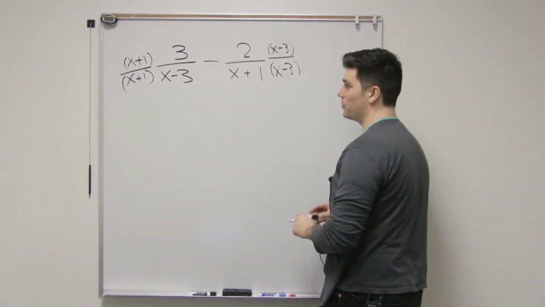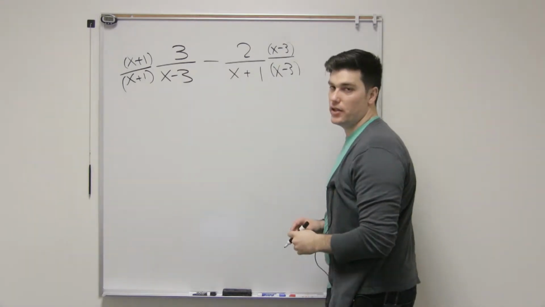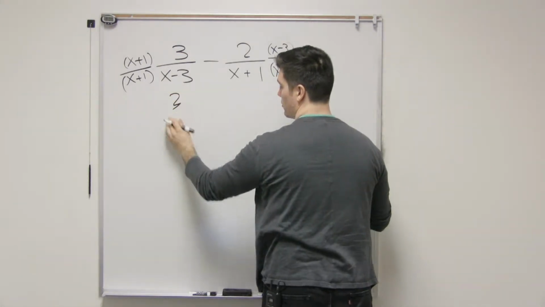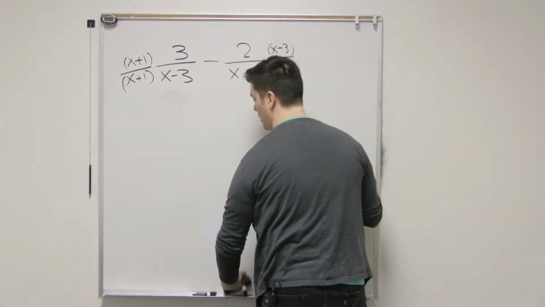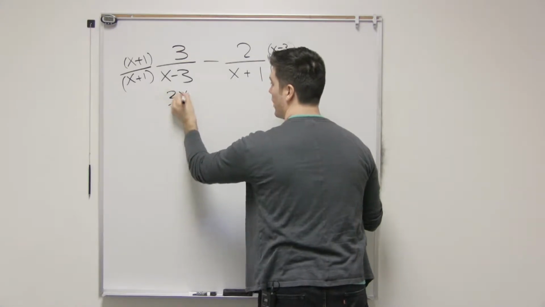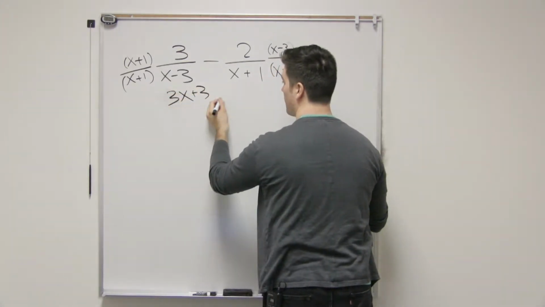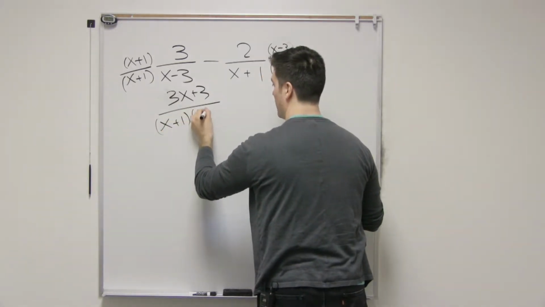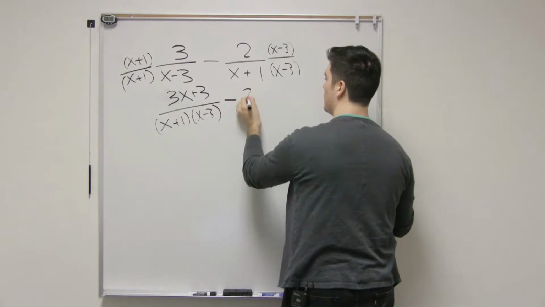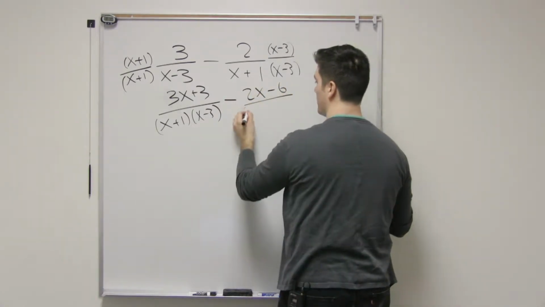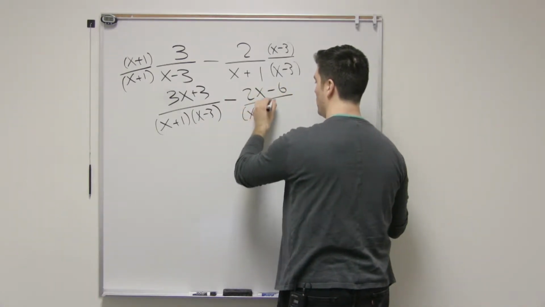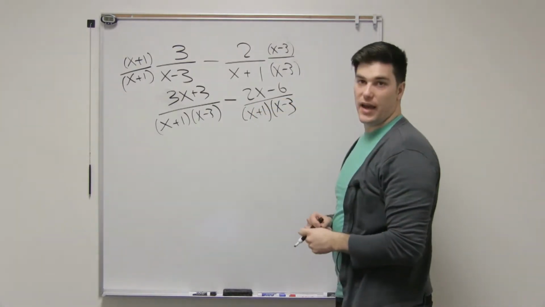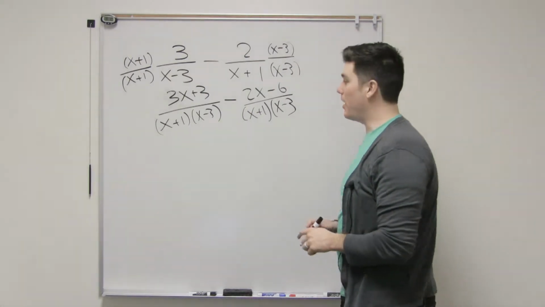Now we can carry out the multiplication for the numerators and rewrite this again in terms of two fractions. So that first one is not a 2, but it's 3x plus 3 all over x plus 1, x minus 3, minus 2x minus 6 all over x plus 1, x minus 3. Now we see that they have a common denominator, so we can combine them.